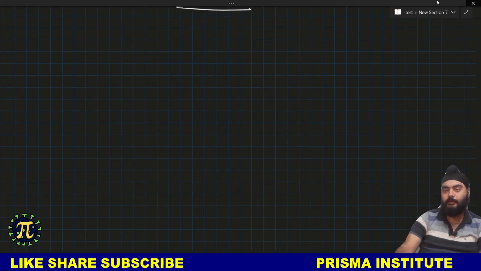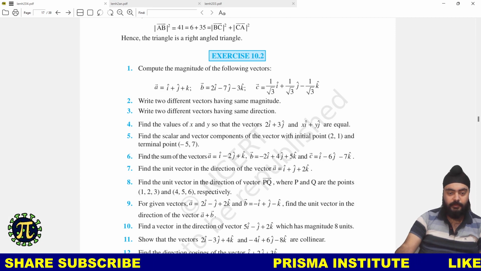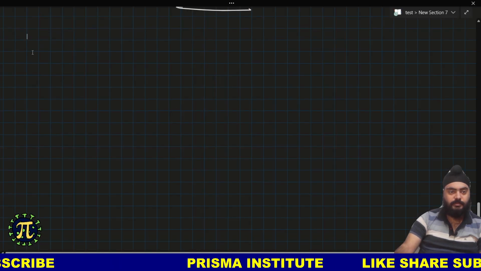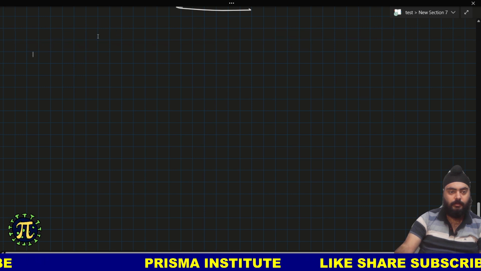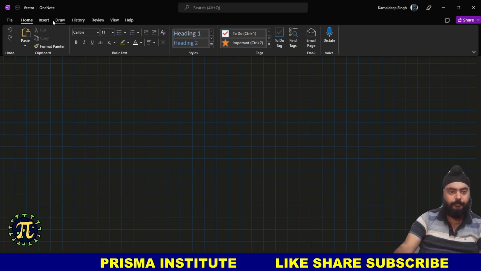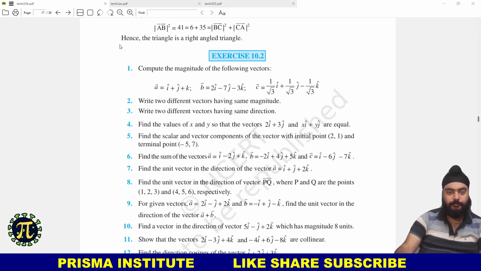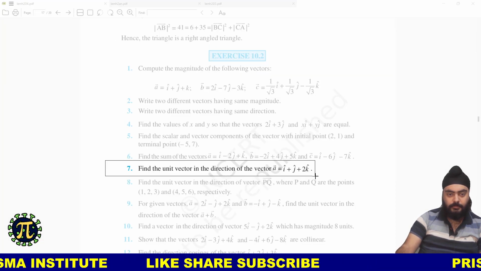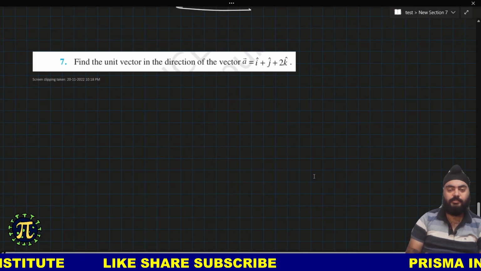So let's continue and move to our next example. So question here: find the unit vector in the direction of this vector.